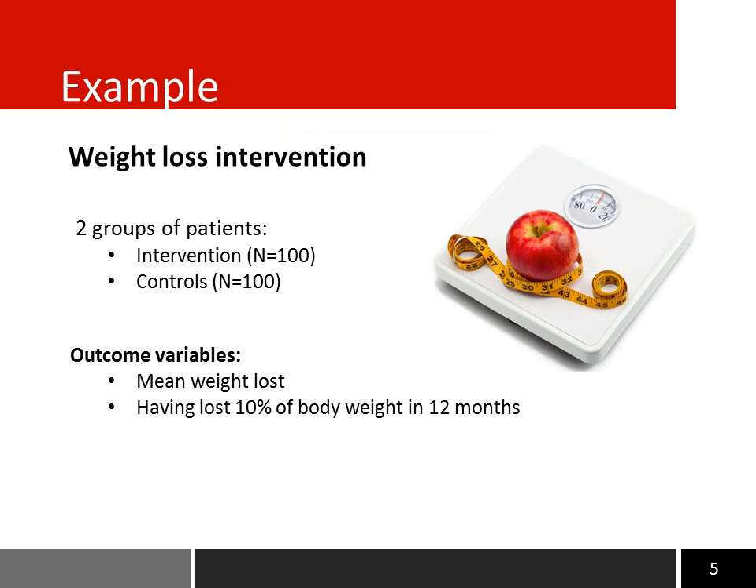Let's say that we're examining the effectiveness of a weight loss intervention by comparing a group on the intervention to a group of controls. We will consider 2 different outcome variables here. The first is mean weight loss, which is a continuous variable, and the second is, has the participant lost at least 10% of their body weight after the intervention? And this is a binary variable.